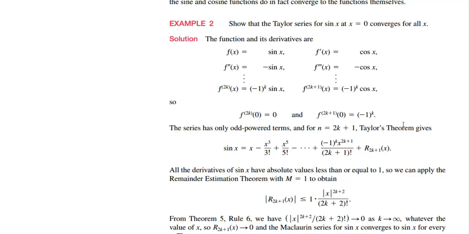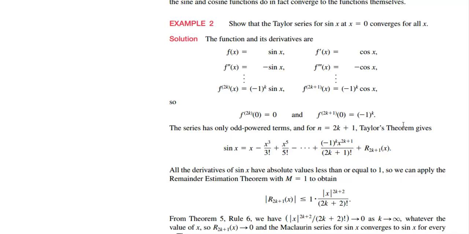plus x to the 5th over 5 factorial, minus x to the 7th over 7 factorial, plus x to the 9th, and we keep on going with the odd values. This is approximated by (-1)^k times x^(2k+1) over (2k+1) factorial, plus r sub 2k+1 of x.